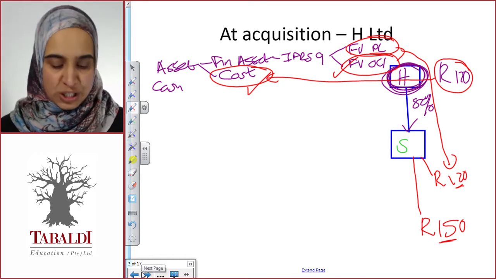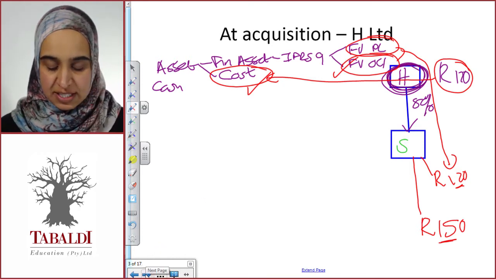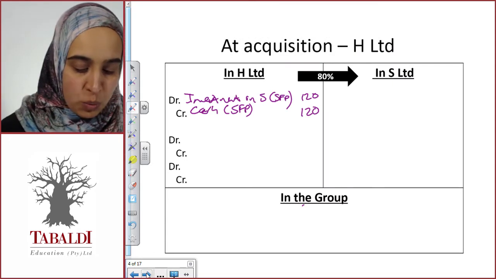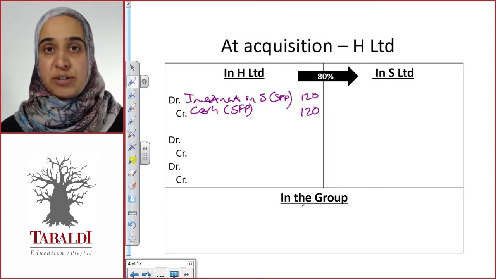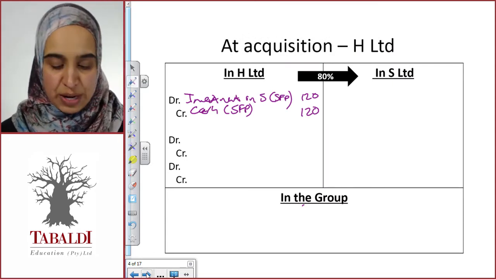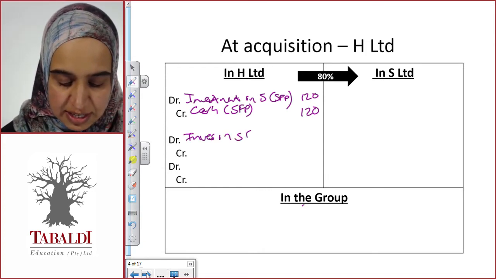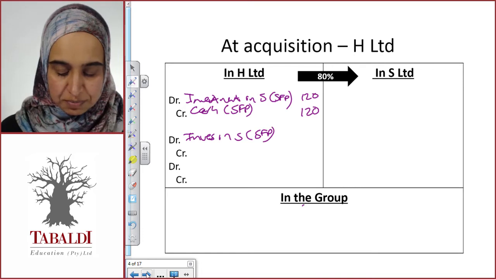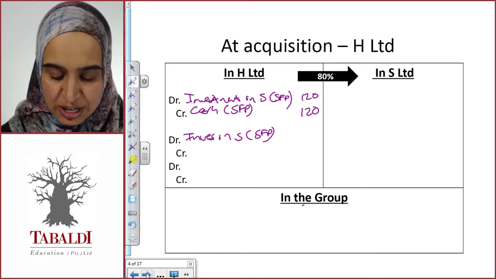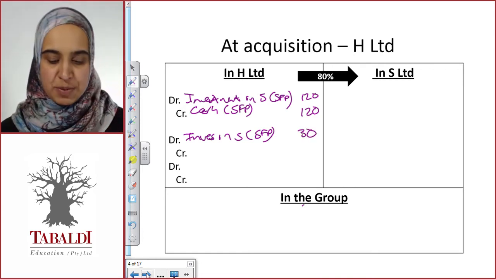How would we take that into account in H Limited's financial statements? In our journal entries, we would increase the value of the investment because the value has increased. So we would debit investment in S in our statement of financial position. Now it increased from 120 to 150, so the increase is going to be 30.